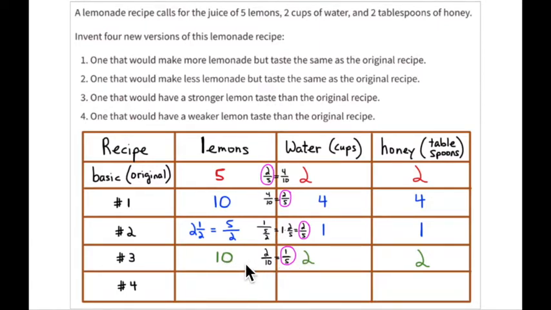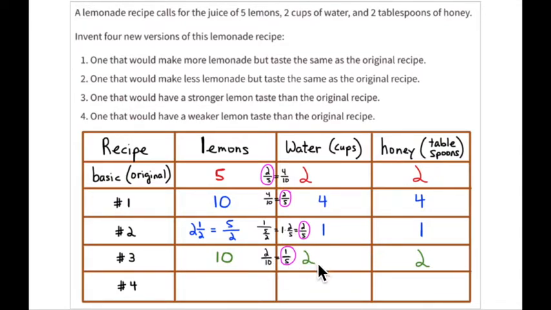So this is going to have a stronger lemon flavor. Now if I figure out the constant of proportionality, that is 2/10. And 2/10 is the same as 1/5. So notice what's happened to the constant of proportionality. That's been cut in half. Instead of 2/5, it's 1/5. So now the amount of water I'm using is 1/5 the number of lemons. So you start out with 10 lemons.